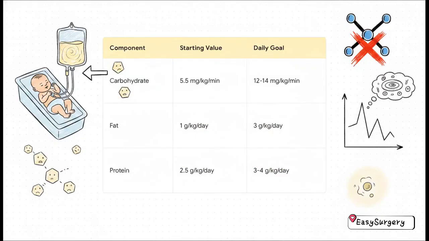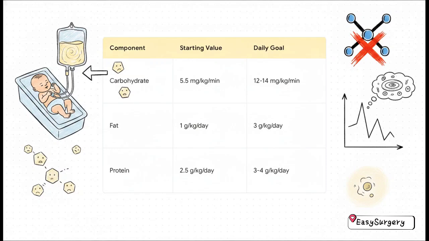Now, looking at parenteral nutrition, these starting values and daily titration goals are crucial for managing neonatal GI anomalies. Notice how heavy we go on carbohydrates. They actually provide 60% of the daily calories, and we titrate that up to 14 milligrams per kilo per minute.